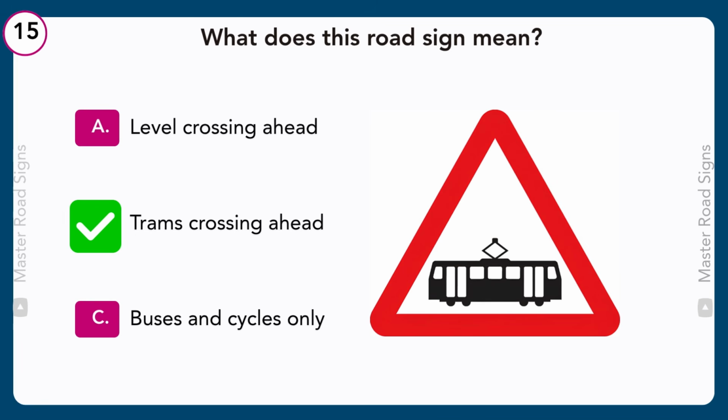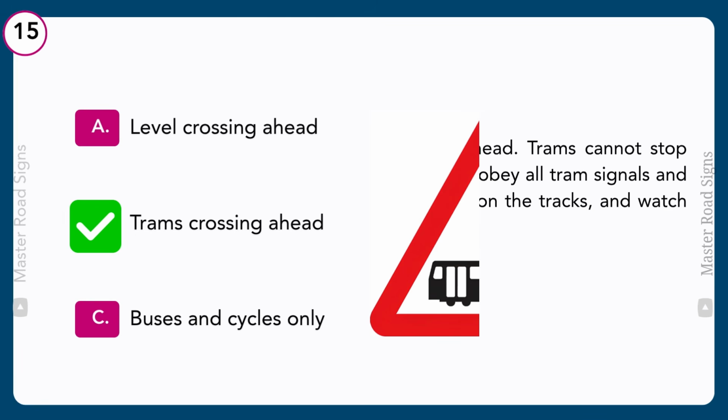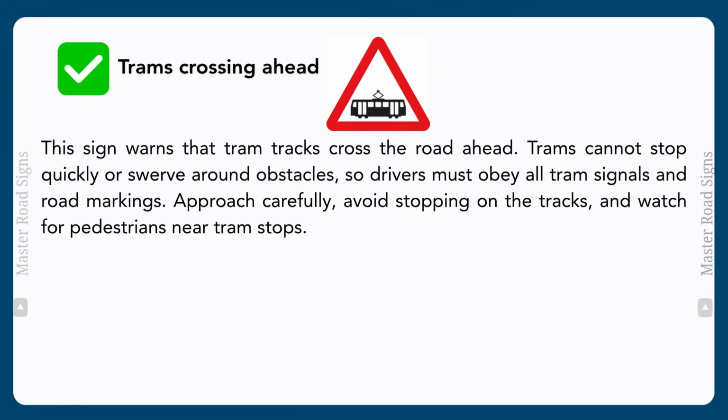Option B is correct, trams crossing ahead. This sign warns that tram tracks cross the road ahead. Trams cannot stop quickly or swerve around obstacles, so drivers must obey all tram signals and road markings. Approach carefully, avoid stopping on the tracks, and watch for pedestrians near tram stops.